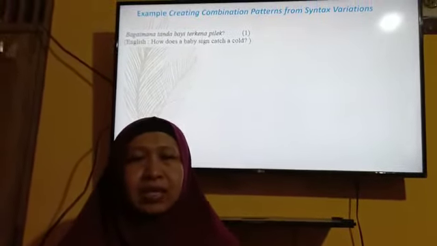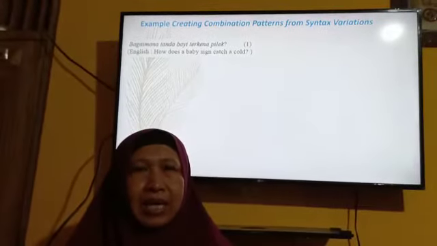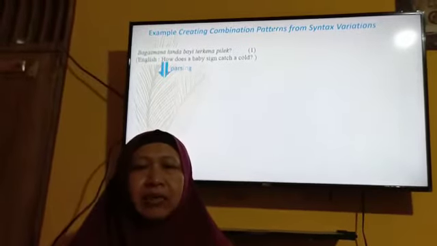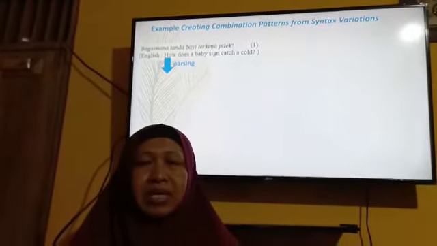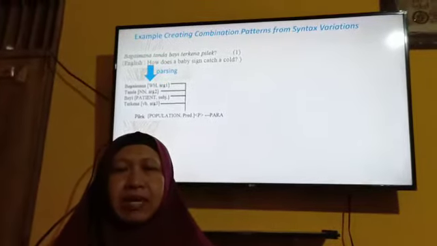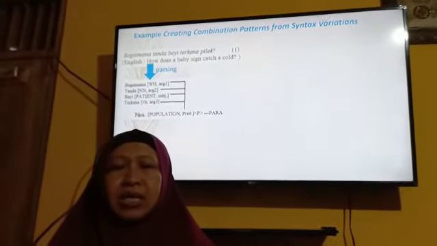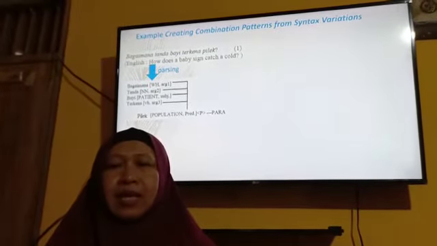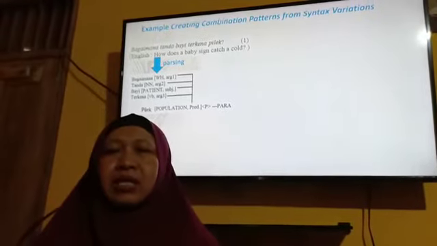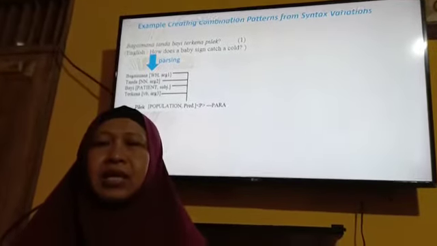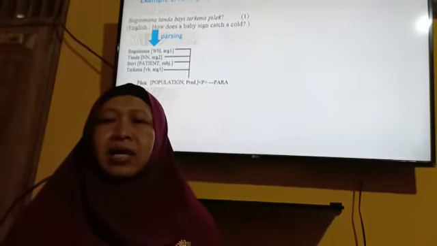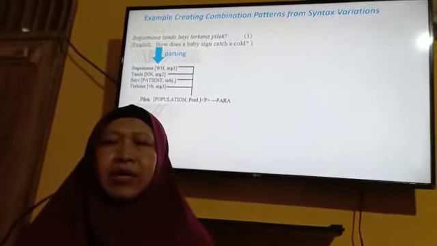And then we have an example of creating combination patterns from syntax variation. The example sentence is "bagaimana tanda bayi terkena pilek." In English, how does a baby sign catch a cold? And then we parse using predicate argument, and the result of parsing is like this: bagaimana is a question word, tanda is a noun phrase, bayi is patient, and terkena is verb. Terkena is argument 3, bayi is subject, tanda is argument 2, and bagaimana is argument 1.